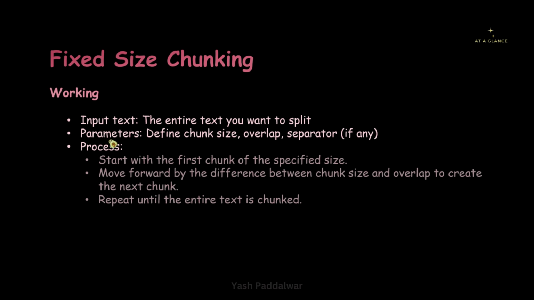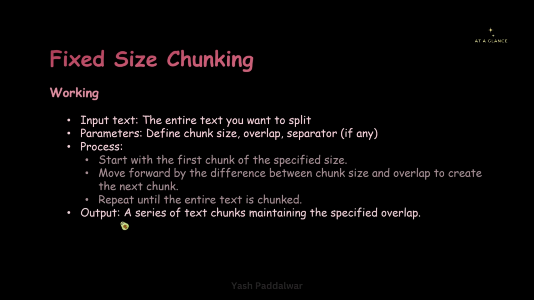So I hope the process is clear. And finally, as an output, you will get a series of text chunks maintaining the specified overlap. So basically, you will be getting chunks of fixed size along with the mentioned overlaps just to ensure the continuity or the semantics between the chunks. So I hope the working of fixed size chunking is very much clear to you all.